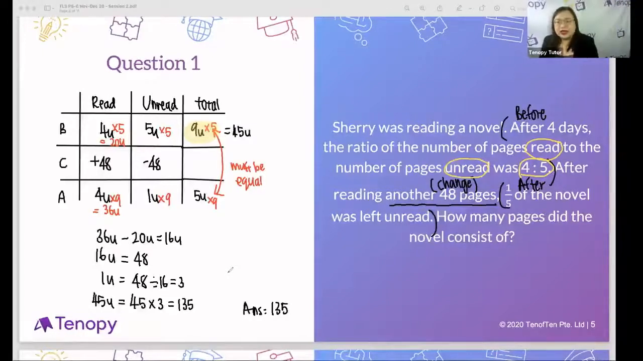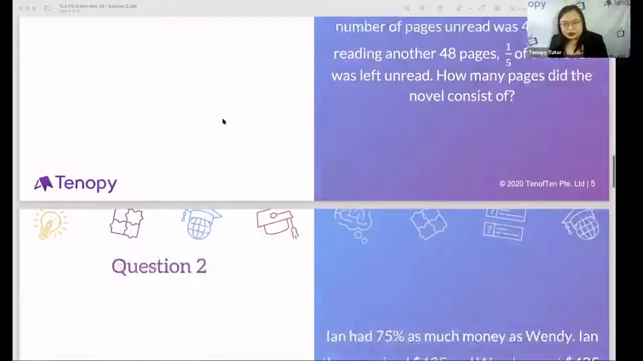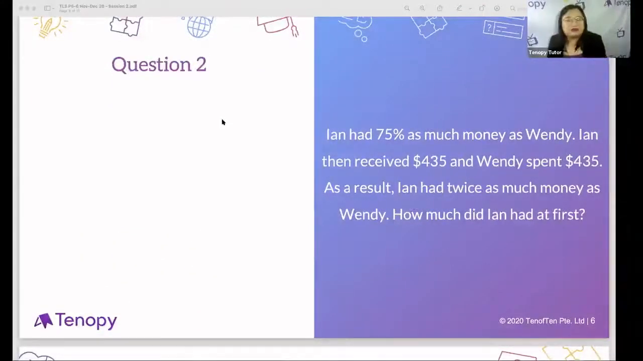Okay, great. Now, if you have no questions, let's move on to question 2. Before I explain how we solve it, I need all of you to draw out the table for me. Okay, so let's take a look at question 2. Question 2 is a similar concept, but you realize that it is phrased differently. Earlier on was about a novel, and we know that the pages do not change. Now, this is a separate type.